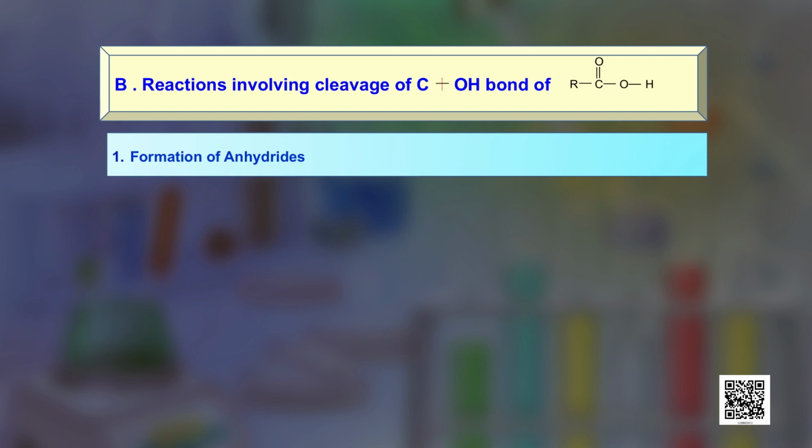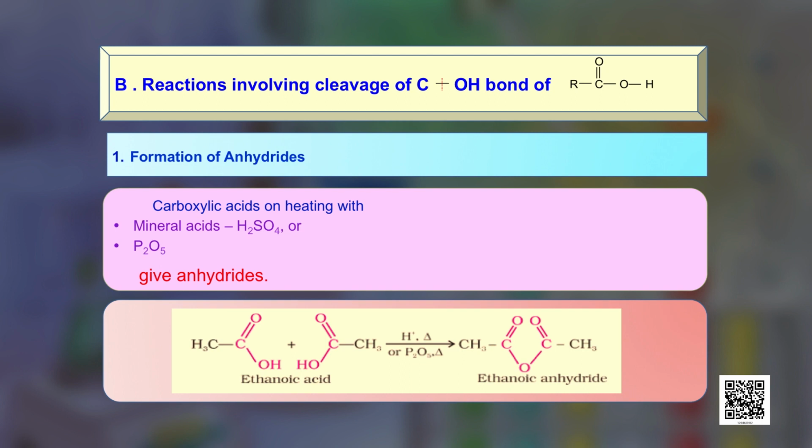First one is the formation of anhydrides. Carboxylic acids on heating with either mineral acids, that is sulfuric acid, or P2O5, give anhydrides. One such example is shown here in this reaction for formation of anhydrides.